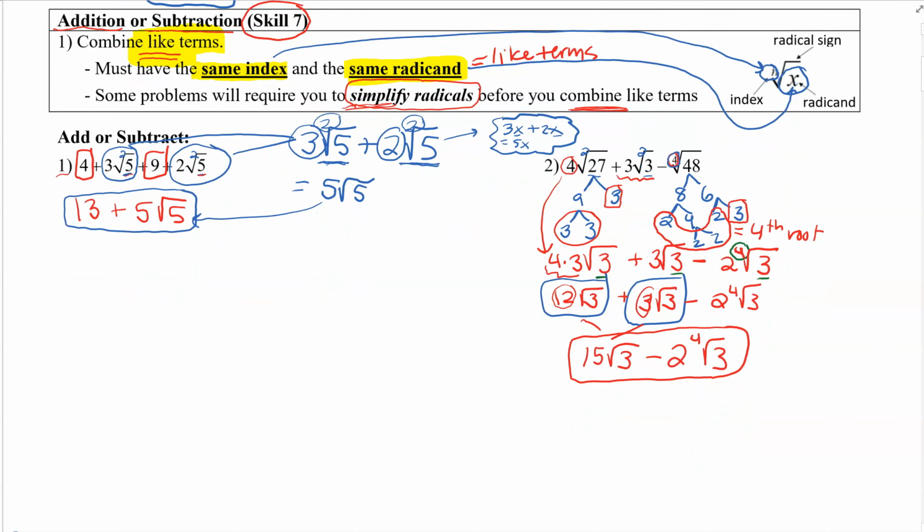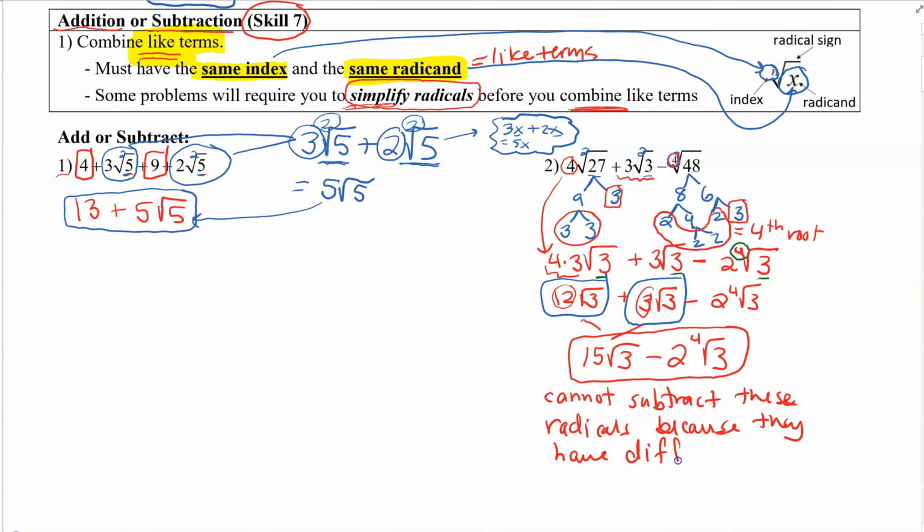So I want you to make a little note here that you cannot subtract these radicals because they have different indexes. All right, so you have to just keep it like this. This is already in simplest form. So we can only combine radicals with the same index and same radicand. Both have to be the same to combine.